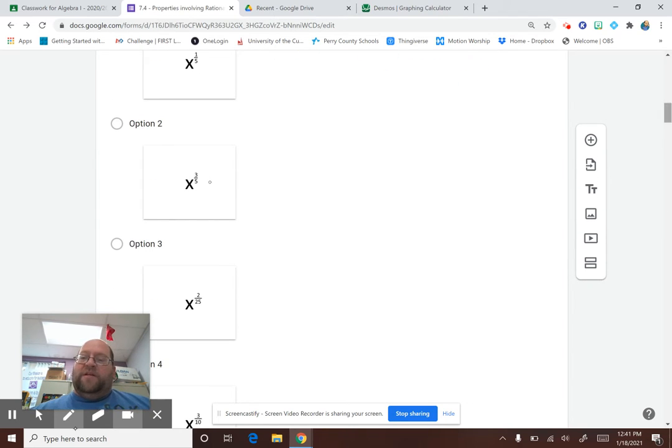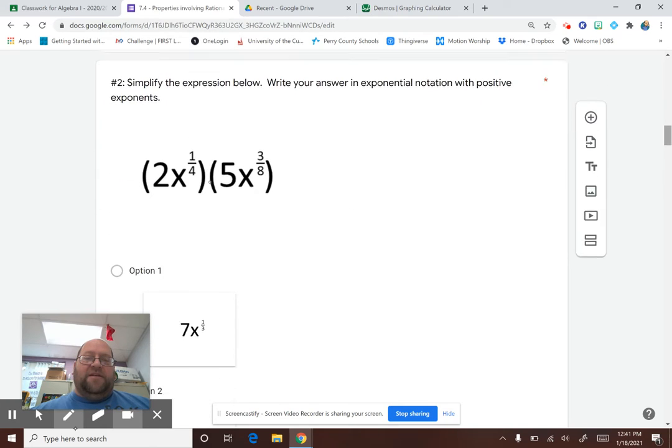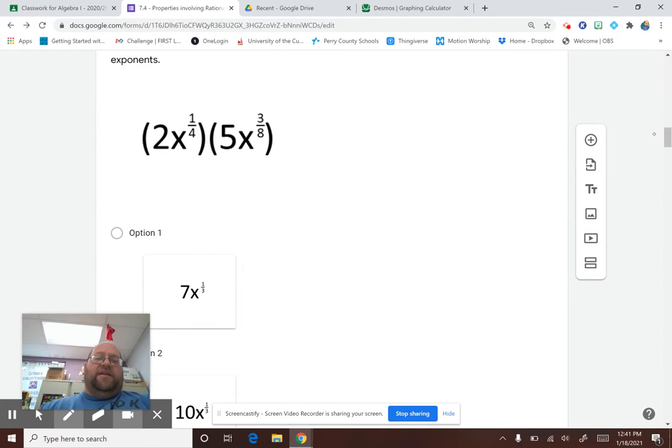Okay, so now let's look at another one real quick, and I'm not actually going to answer this one. I'm just going to kind of show you what you need to do. Again, you would have a similar situation here as you have already seen before, where I'm going to take my coefficients, and I've got multiplication here, so I'm going to multiply those out first. So I would have 2 times 5, which would equal 10. And then the other part of this that I'm going to have to do is I would actually have x to the 1/4 times x to the 3/8, okay?